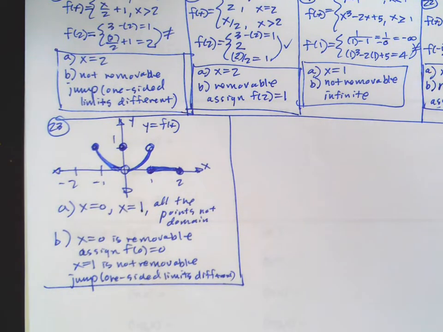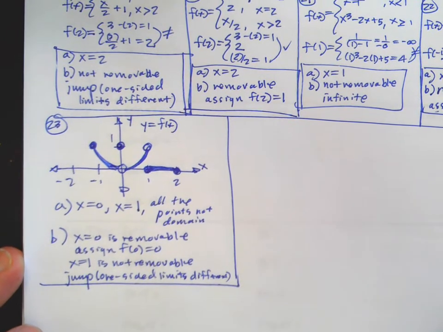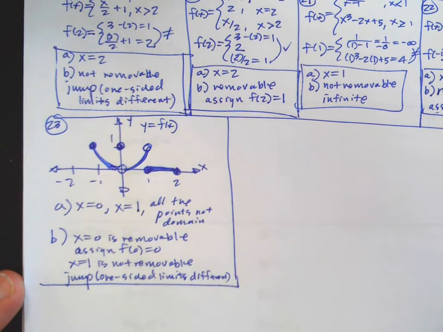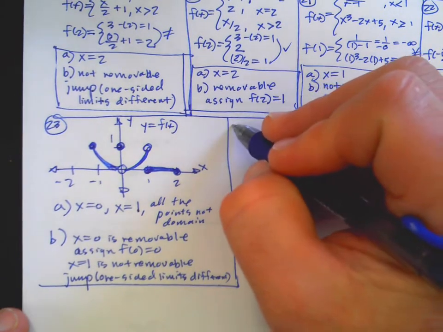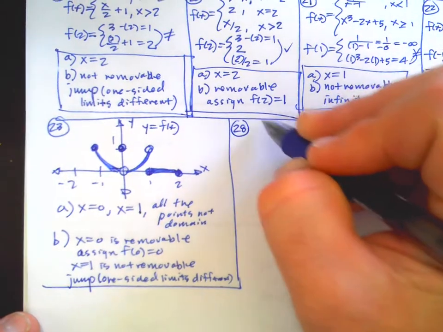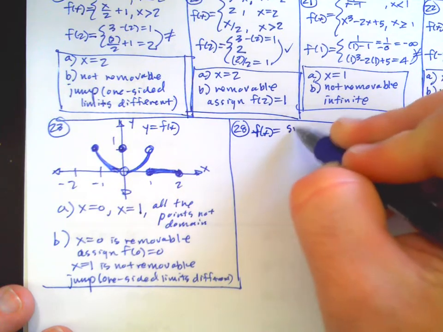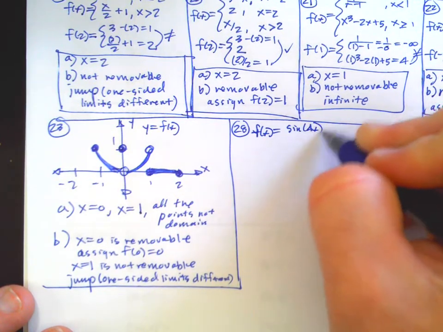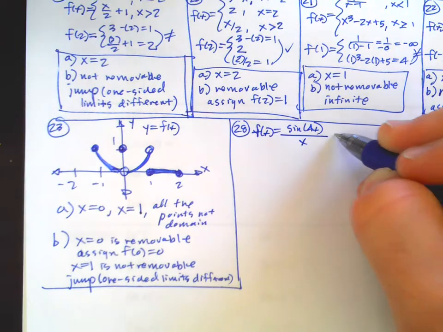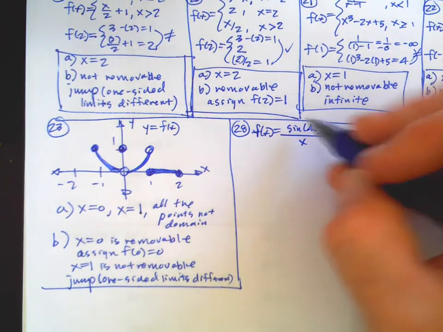So we're going to go to problem 28 and 29. The directions say, give a formula for the extended function that is continuous at the indicated point. So, in other words, you're fixing the hole. So at 28, the function is sine of 4x over x. And at x equals 0, there's a hole in this graph.